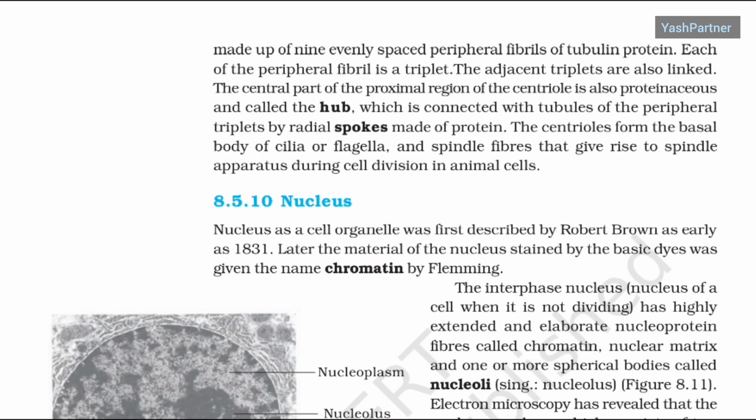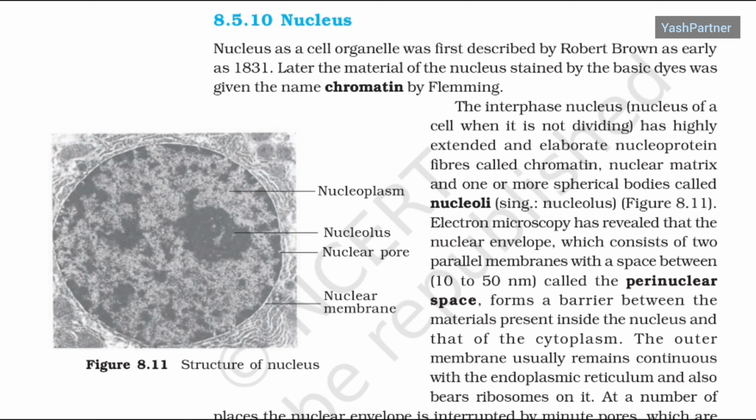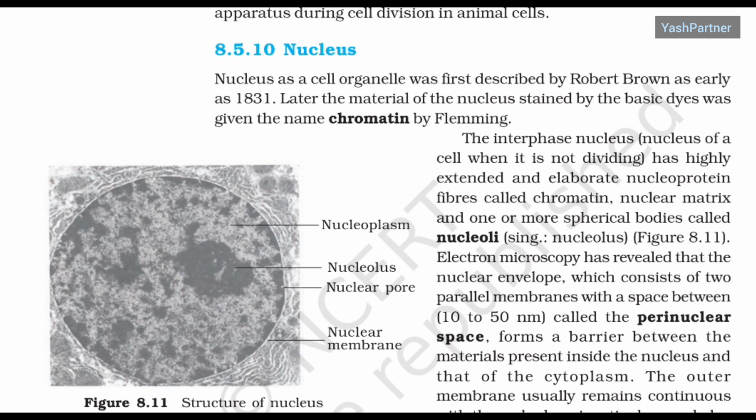8.5.10 Nucleus. Nucleus as a cell organelle was first described by Robert Brown as early as 1831. Later, the material of nucleus stained by the basic dyes was given the name chromatin by Fleming. The interphase nucleus, that is nucleus of a cell when it is not dividing, has highly extended and elaborate nucleoprotein fibers called chromatin, nuclear matrix, and one or more spherical bodies called nucleoli, singular nucleolus, figure 8.11.